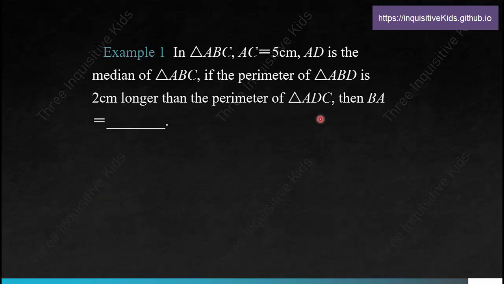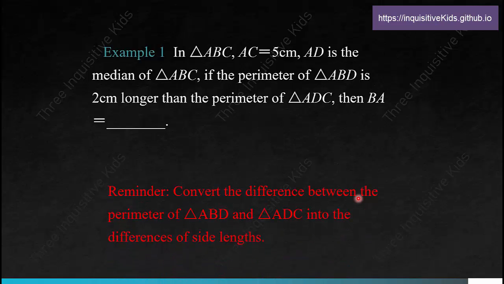So let's do one example. In triangle ABC, AC is equal to 5 centimeters. AD is a median of triangle ABC. If the perimeter of triangle ABD is 2 centimeters longer than the perimeter of triangle ADC, then BA is equal to blank. All done? Let's look at the solution together. Here's a quick reminder as you do the problem. Convert the difference between the perimeter of triangle ABD and triangle ADC into the differences of side lengths. And the answer is 7 centimeters.